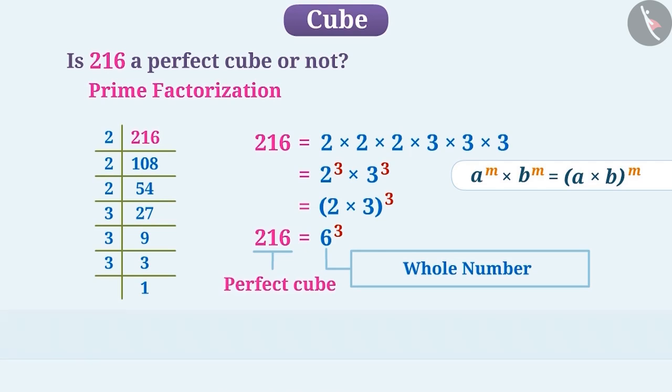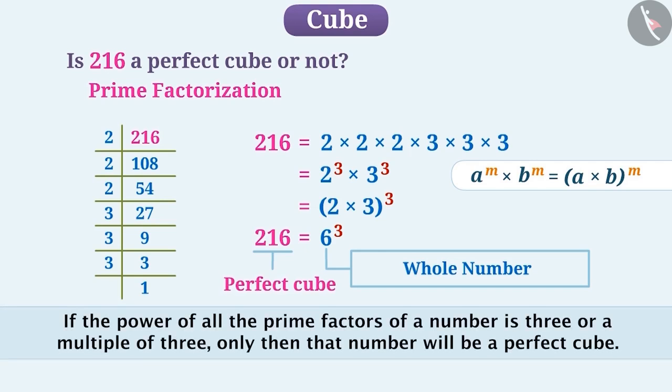You should also understand one more point. If the power of all the prime factors of a number is 3 or a multiple of 3, that is, if we divide all the prime factors into groups of 3, only then that number will be a perfect cube.